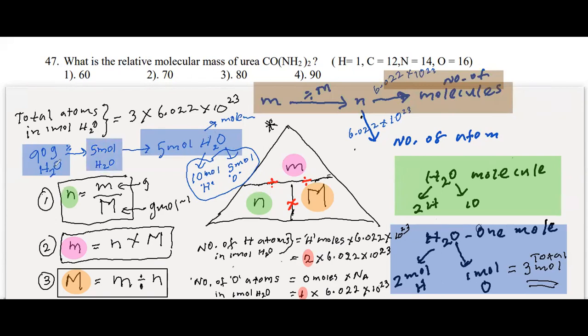Okay, everyone write: 90 grams of water, 5 moles. How did you find it? Using the first equation, 90 over 18. 5 moles of water has what? 10 moles of H and 5 moles of oxygen atoms. Total you can write how many? Total 15. So total atoms will be 15 into Avogadro constant. H atoms will be 10 into Avogadro constant. O atoms will be 5 into Avogadro constant. If you are asked to find the water molecules, it will be 5 into Avogadro constant.